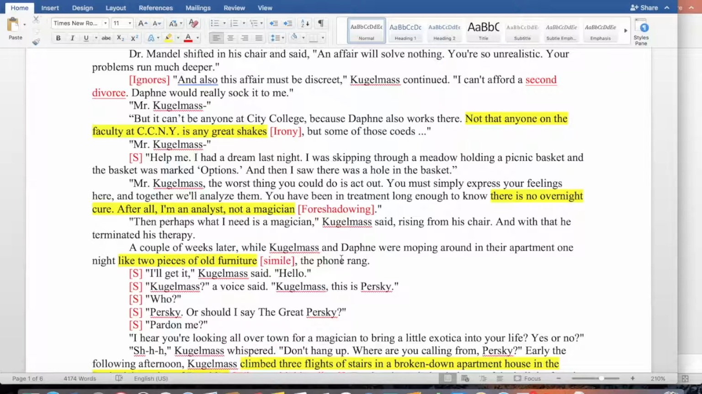But it can't be anyone at City College because Daphne also works there. Not that anyone on the faculty at CCNY is any great shakes, right? But some of those co-eds.